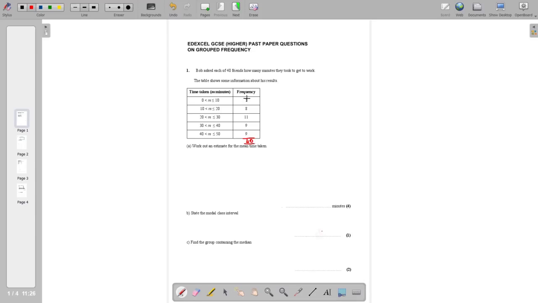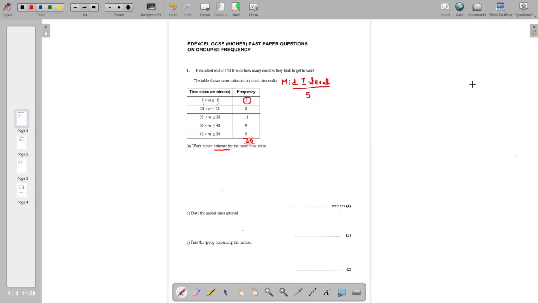These three friends have taken between 0 and 10, but we don't know exactly how many minutes they've taken. So we can only find an estimate. That's why the question is asking for an estimate. To find the estimate, we work out the mid intervals. Mid intervals are the time in between the lower bound and upper bound. Because they are small numbers, we can easily find it.